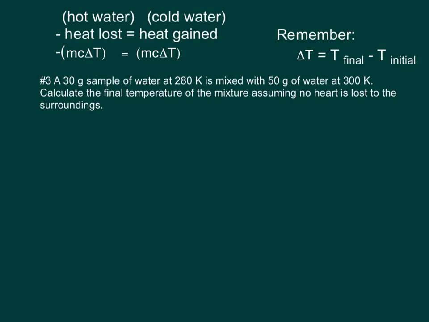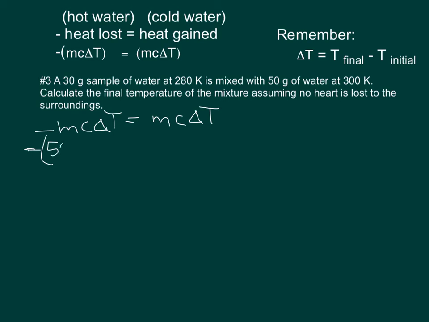Alright, so we have this example right here, and it says a 30-gram sample of water at 280 K is mixed with 50 grams of water at 300 K. Calculate the final temperature of the mixture, assuming no heat is lost to the surroundings. Alright, so we're going to use the formula of negative MCΔT for the hot water is equal to the cold water MCΔT. So on the left hand side we're going to plug in everything that has to do with the hot water, and on the right hand side we're going to plug in everything that has to do with the cold water. Alright, I'm going to leave the minus sign out here and then use parentheses.